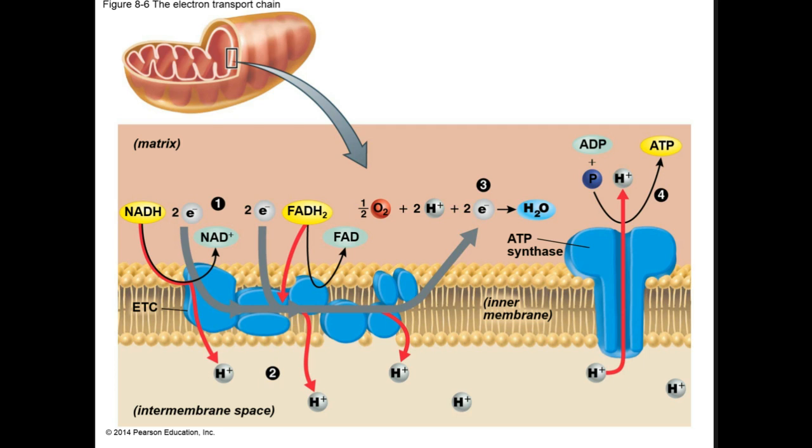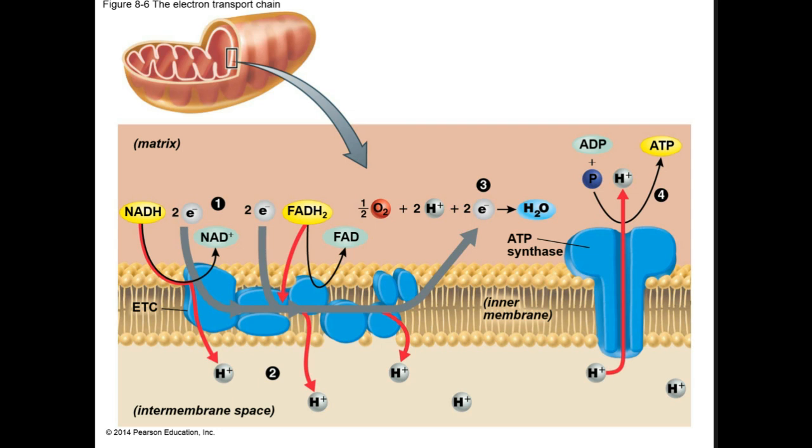This is another view showing more specifically the process of chemiosmosis. Remember, osmosis is the movement of water from high to low concentration across a membrane. In chemiosmosis, water is not what's moving. In this case, you have protons moving from high to low concentration across a membrane, protons in the form of hydrogen pumping across a membrane. And so we call it chemiosmosis.